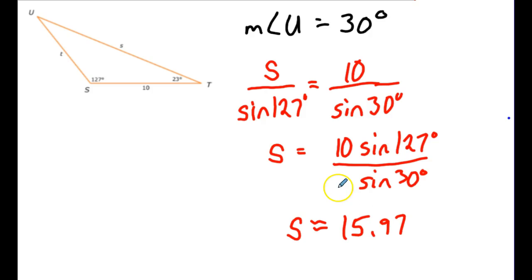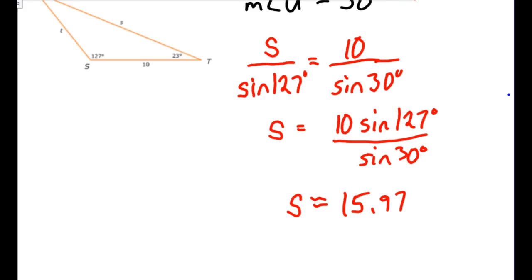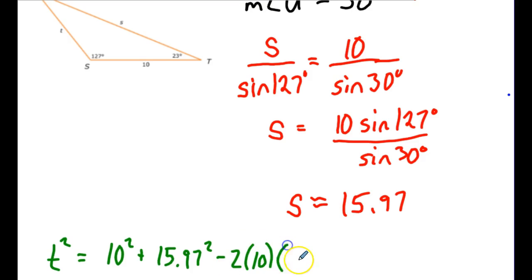Now we're going to apply the law of cosines to find the missing side length. We're trying to solve for side T using the law of cosines. T squared will be equal to 10 squared plus S we found is 15.97 squared minus 2 times 10 times 15.97 times the cosine of the angle opposite of T, which is 23 degrees.